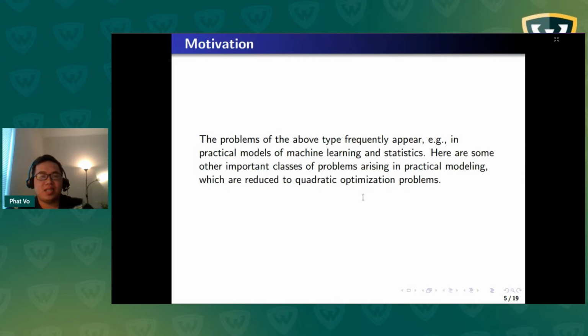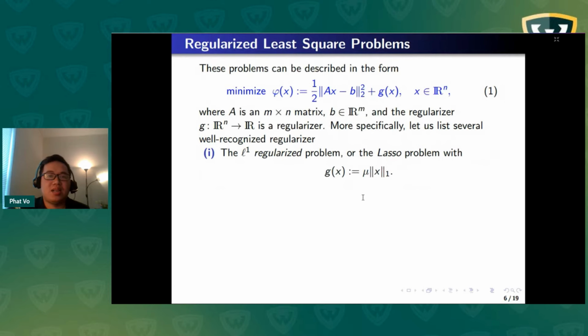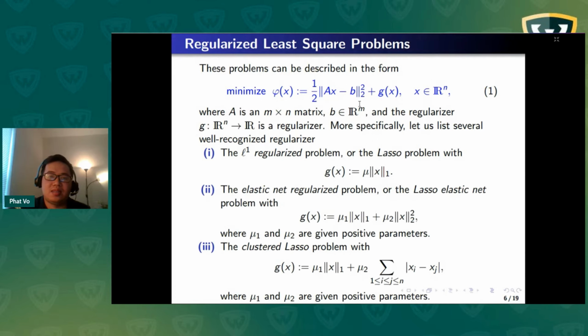And the motivation here, why do we have to solve this kind of optimization problem? The reason is that problems of the above type frequently appear in practical models of machine learning and statistics. I will give you some important classes of problems arising in practical modeling to illustrate our considered optimization problems. The first one is regularized least square problems. You can see on the screen the least square problem, and this problem is a quadratic composite optimization problem, and it appears in machine learning, statistics, and is used for image processing.